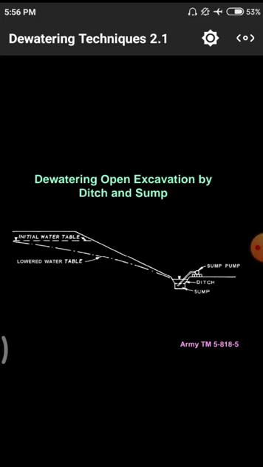This is the representation of the diagram, showing how the sumping is done in particular fields.